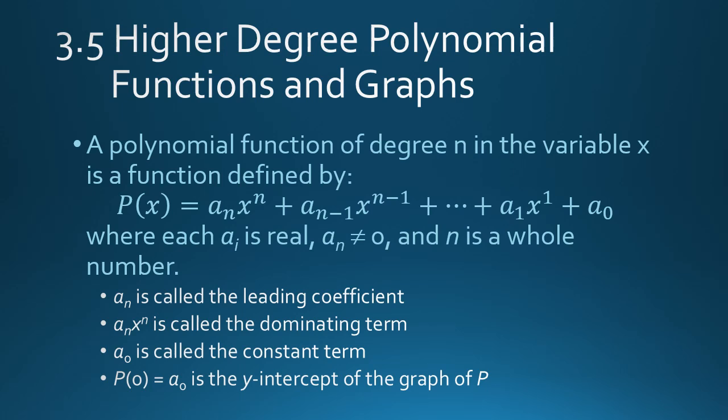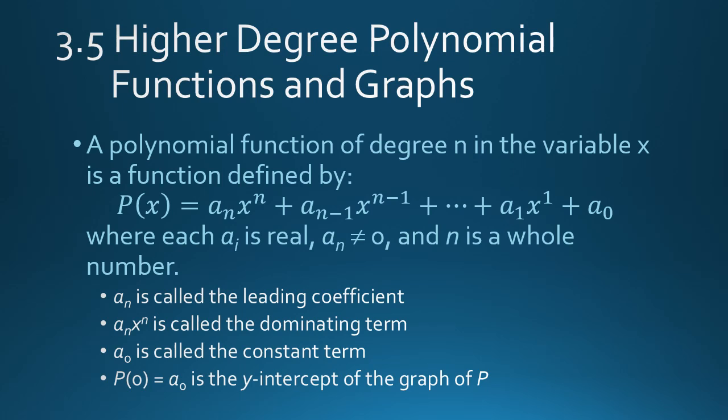A polynomial function of degree n in the variable x is a function defined by p of x equals a sub n x to the nth power plus a sub n minus 1 times x to the n minus 1 power, and so forth down to a sub 1 x to the first plus a sub 0, where each a sub i is real, a sub n is not equal to 0, and n is a whole number.